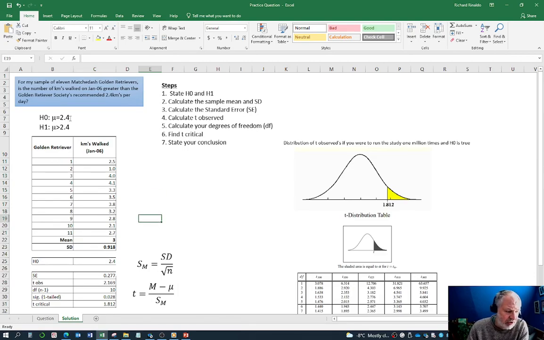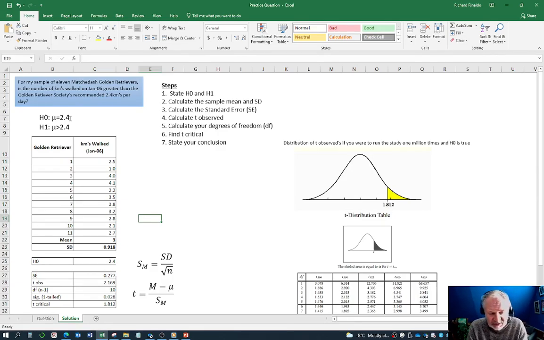Null and alternate hypothesis. If they are basically meeting the average recommended by the Golden Retriever Society, I would expect the population mean for the Match-A-Dash Golden Retrievers is 2.4 kilometers. I suspect that Match-A-Dash Golden Retrievers walk more than 2.4 kilometers. Therefore, my alternate hypothesis is mu, the population mean, is greater than 2.4 kilometers for Match-A-Dash Golden Retrievers.